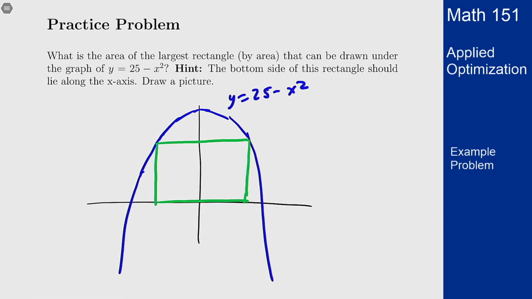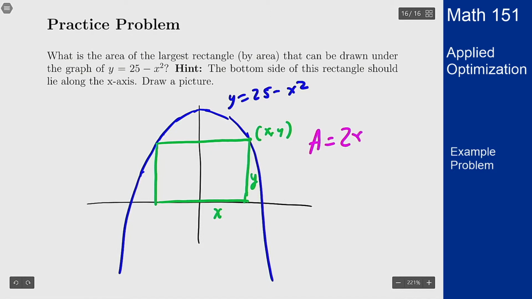Now what can we label in this picture? Well, I can label this length here as x and this height here as y, as this is a point here, x, y, that I will use as a reference. Now from this picture, what do I know? Well, I know that the area of this rectangle is going to be 2xy, because this length here on this side will also be x, the graph is symmetric across the y-axis.